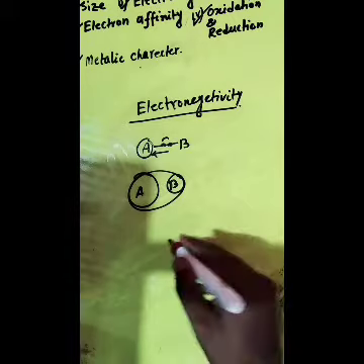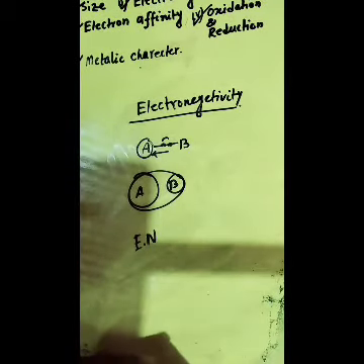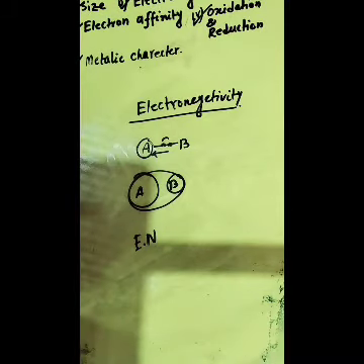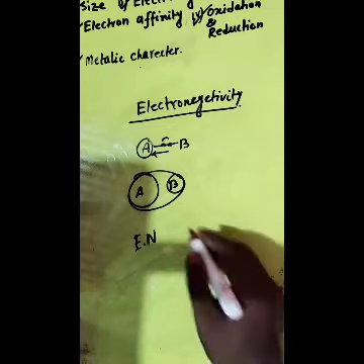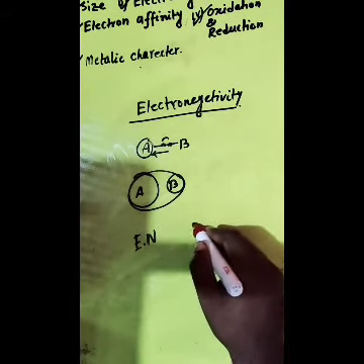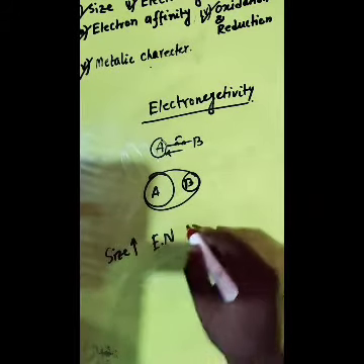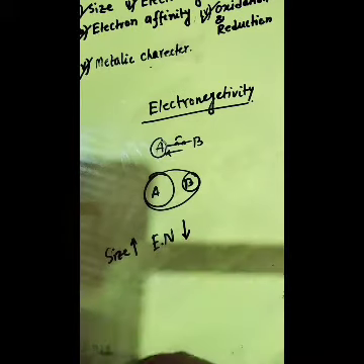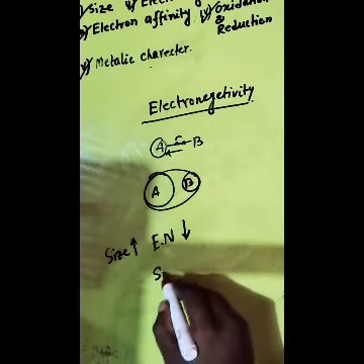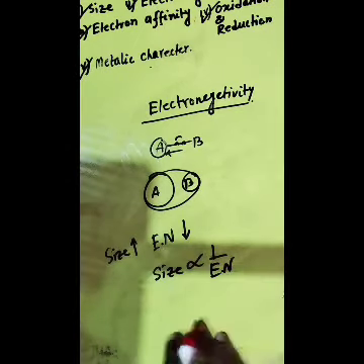This property of the elements is known as electronegativity. And you know this electronegativity is inversely related to the size. So if the size of the element increases, then the electronegativity of the element decreases. Therefore we can say size is inversely proportional to electronegativity.